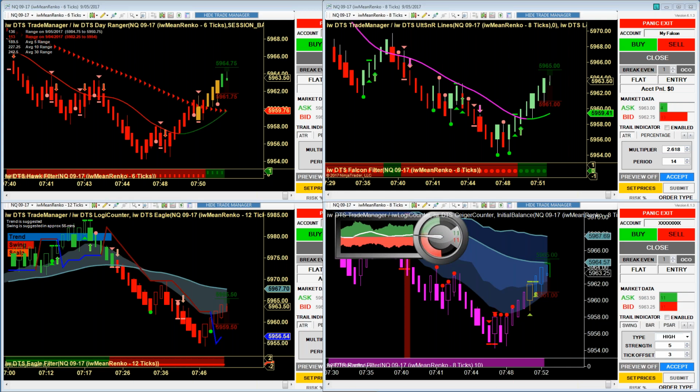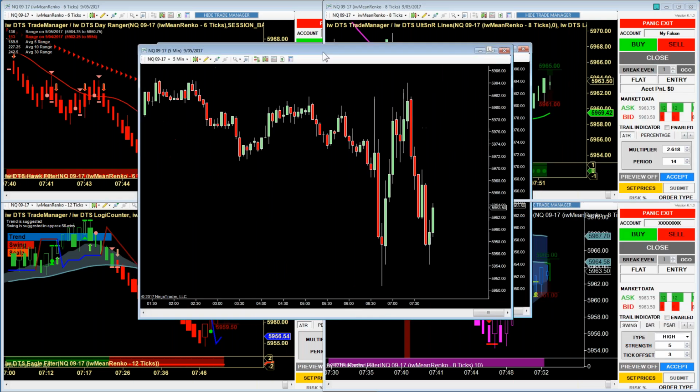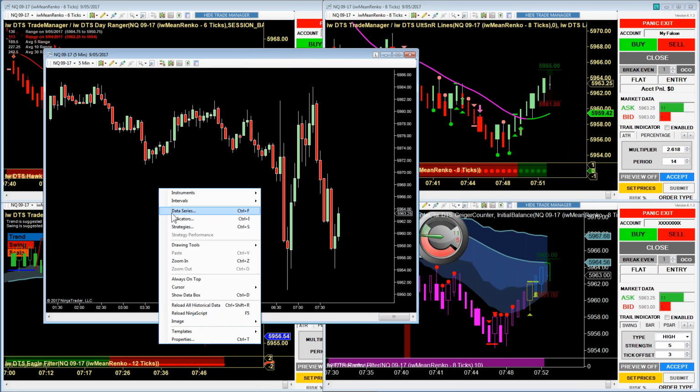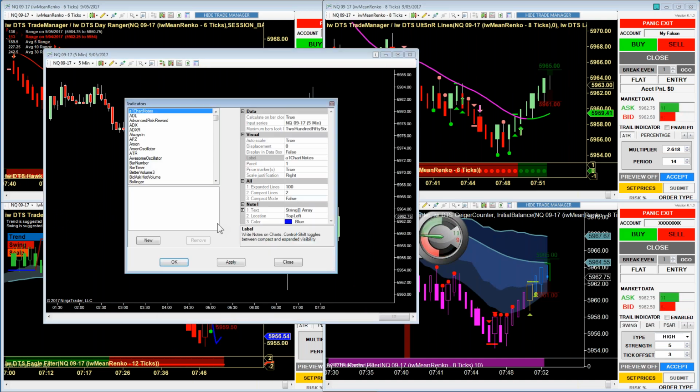So I'll do it on the 5 minute. Andrew says he's running it on a 1 and a 5. All right, so here's your 5 minute chart. Andrew says he likes using stochastics as a confirmation.